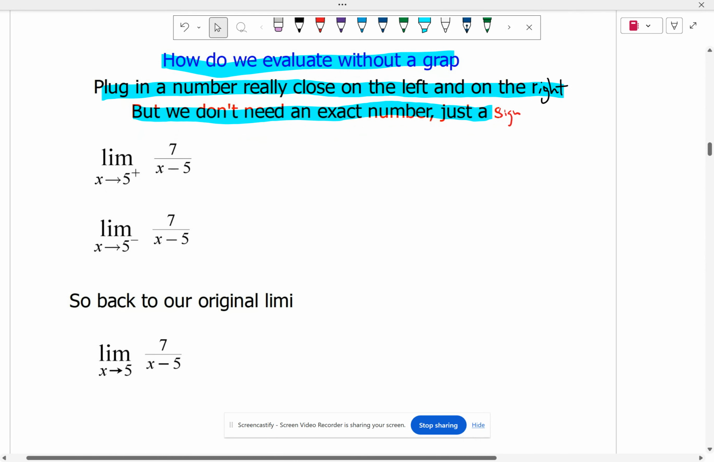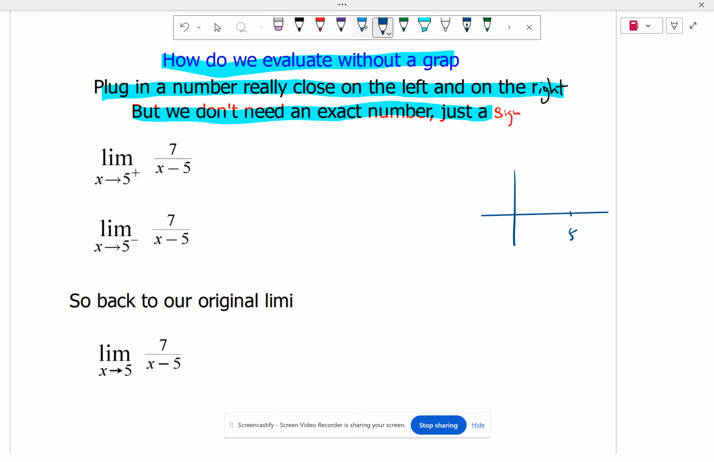In this situation, I want to find out what case is happening here at 5. We know we have a vertical asymptote, but I want to know if the function is going to infinity on both sides, or negative infinity on both sides, or one's going to positive and one's going to negative. So I'm going to plug in a number really close to 5, and this is the limit as x approaches 5 from the right. From the right, is it going to positive infinity or negative infinity? That's what we're going to find out.